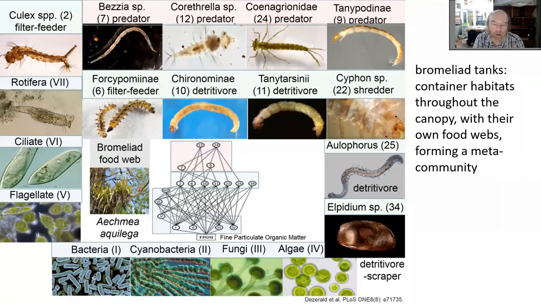Now these bromeliad tanks also host entire food webs, starting from primary producers, algae, and then there are ciliates, there are protozoans eating them, there are detritivores, there is the whole level of herbivores, and then also predators, including some of the mayflies and other predators, and also the mosquito larvae. So that is an entire community up in the canopy.